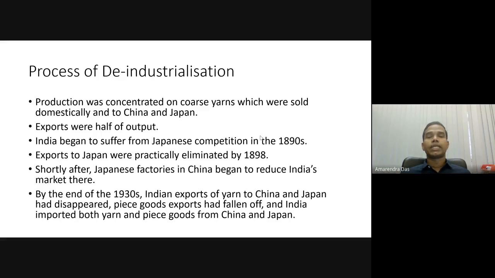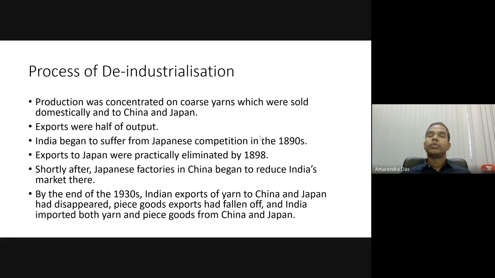India began to suffer from Japanese competition in the 1890s. By then, the British government, the British Raj which was ruling India, started promoting free trade, and they did not protect the Indian industry, which they did for their own industry in the early phase of industrialization. So India had to face Japanese competition in the 1890s, and exports to Japan were practically eliminated by 1898. Shortly after that, Japanese factories in China began to reduce India's market there. And by the end of the 1930s, India's export of yarn to China and Japan had almost disappeared.